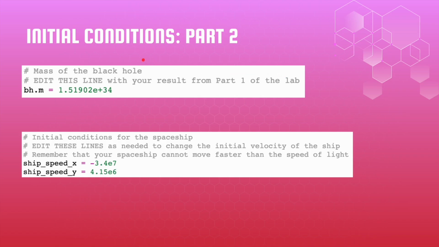Here are the initial conditions for part 2 of the lab. So we have the mass of the black hole, which is the average of running the experiment in the first part multiple times, and then the initial velocity of the ship in both the x and y direction. And this was found using trial and error to make sure it didn't crash into the black hole, but still got really close to it.